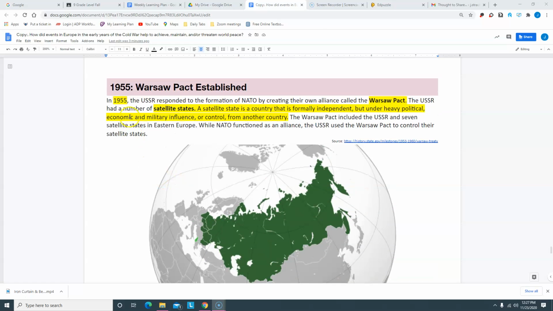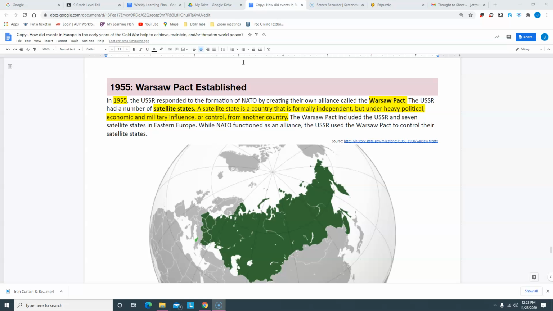In 1955, the USSR responded to the formation of NATO by creating their own alliance called the Warsaw Pact. The USSR had a number of satellite states. A satellite state is a country that is formally independent, but under heavy political, economic, and military influence or control from another country. The Warsaw Pact included the USSR and 7 satellite states in Eastern Europe. While NATO functioned as an alliance, the USSR used the Warsaw Pact to control their satellite states.